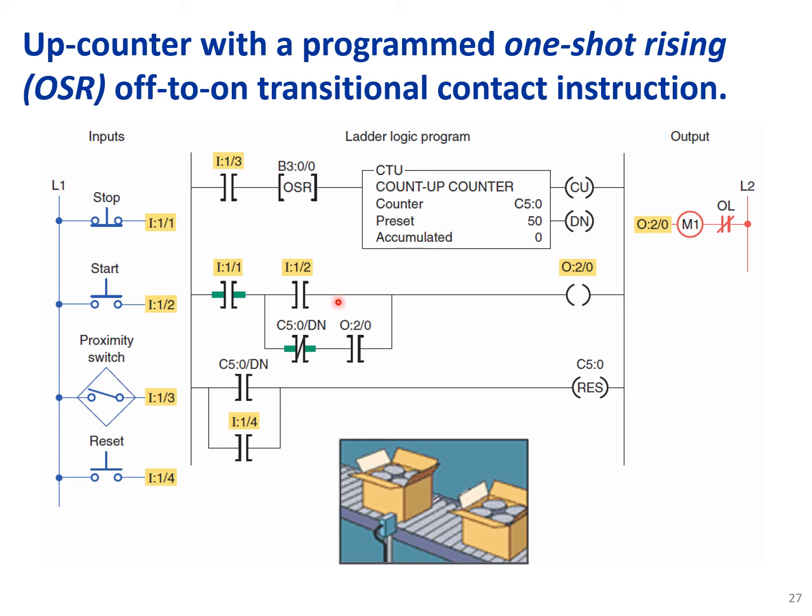These are basically the ways to reset the counter. In this drawing, O20 is the motor, which is the conveyor motor. So when the counter reaches, for example, 50, then the conveyor stops.